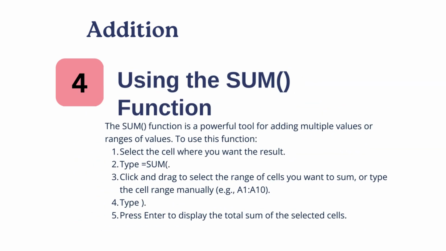Using the sum function. The sum function is a powerful tool for adding multiple values or ranges of values. To use this function, select the cell where you want the result, type =SUM(, click and drag to select the range of cells you want to sum, or type the cell range manually, for example, A1:A10, type ), press enter to display the total sum of the selected cells.